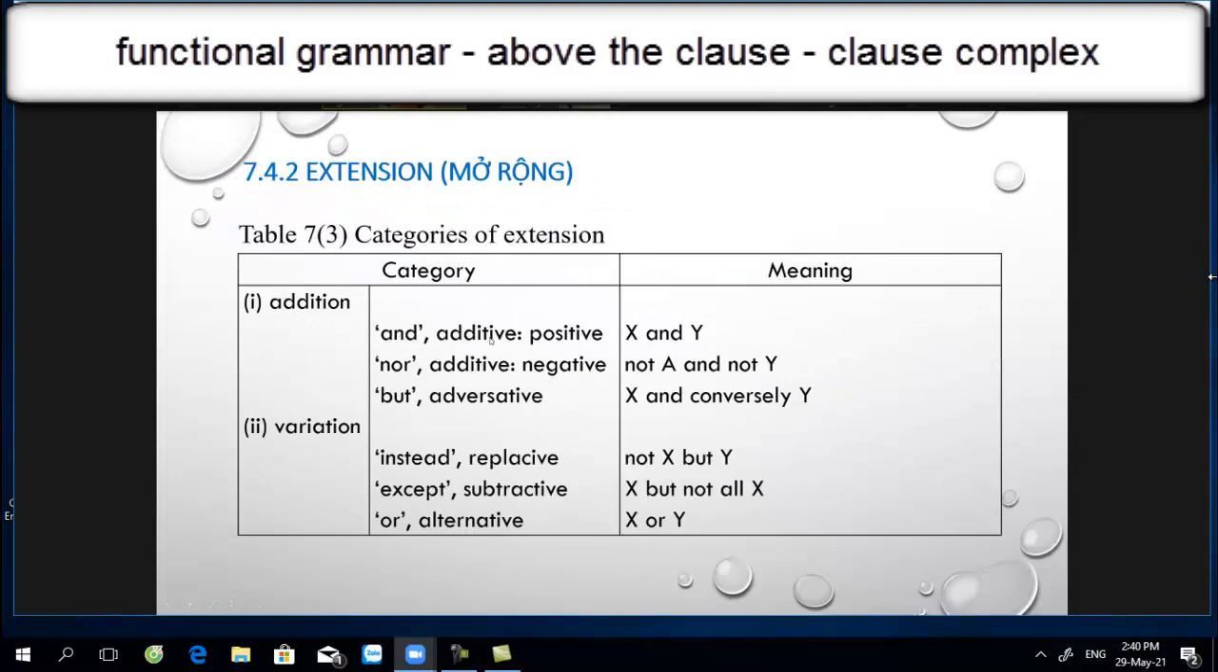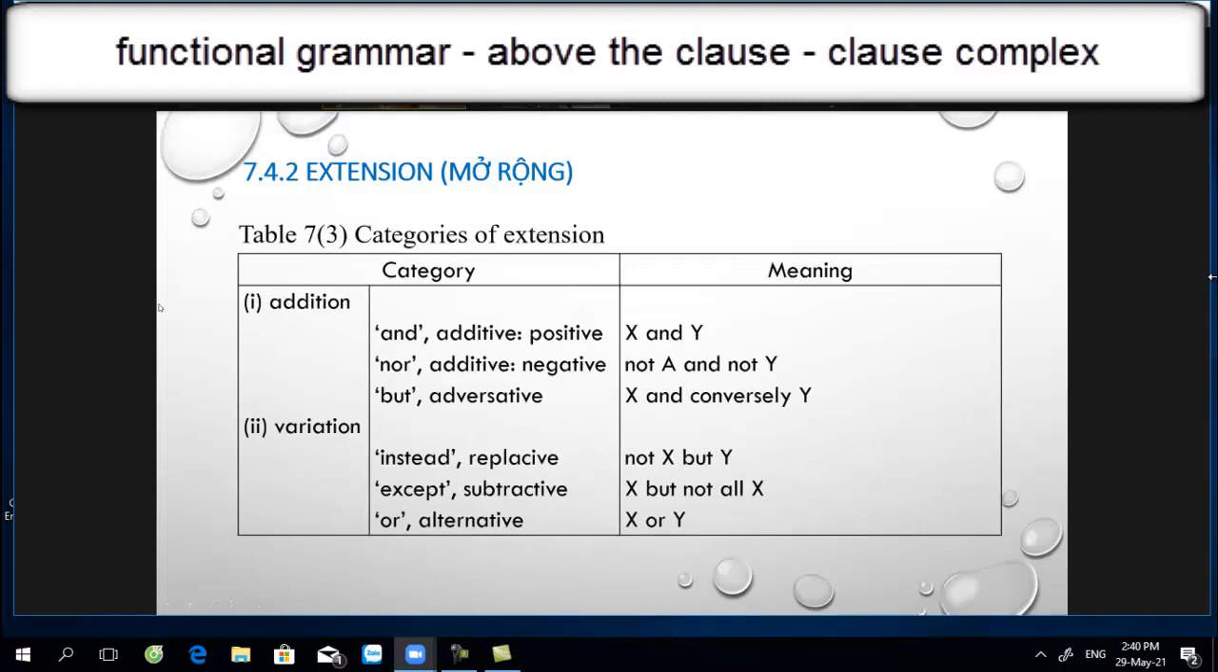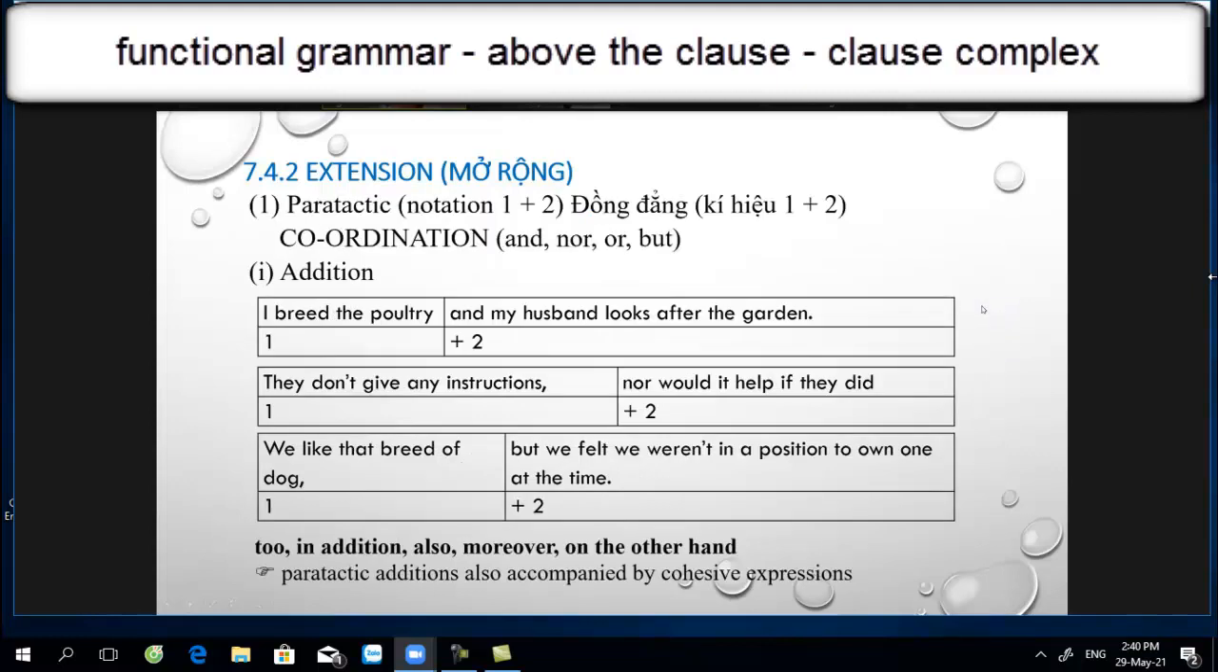And now, this is the table from our book, but because it's too blurred, so I typed it again. It's table 7.3 categorized extension. Okay, and you can read this table to know about what is extension or extending or something else.